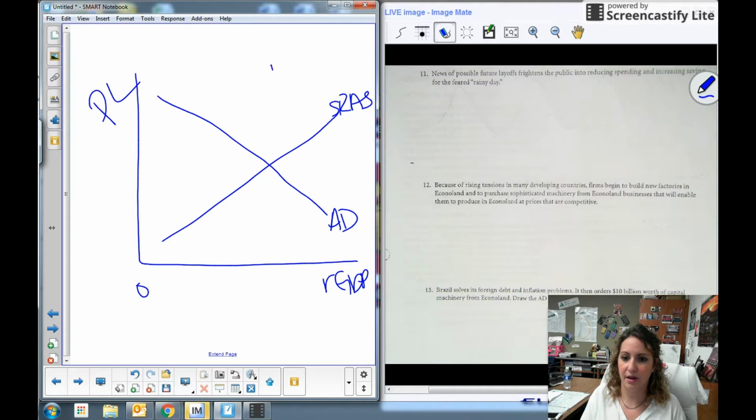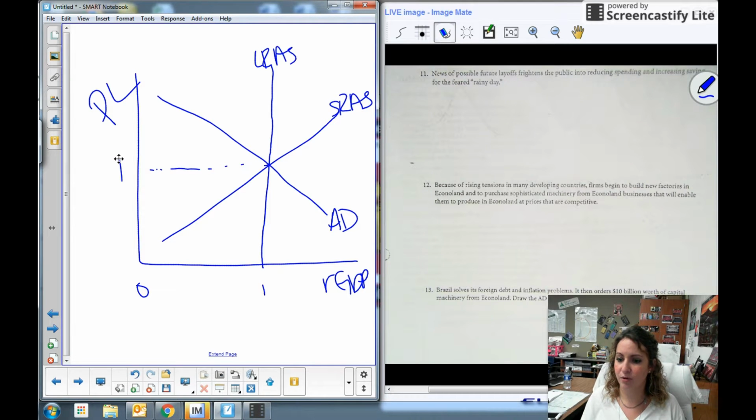SRAS and then LRAS. Okay, so let's look at the first idea. If Brazil is ordering capital machinery from Ecoland, they're buying it from Ecoland. Net exports are going to increase, which means aggregate demand is going to shift to the right. There's more aggregate demand because there's more goods that they are exporting to Brazil, causing higher prices and higher GDP.